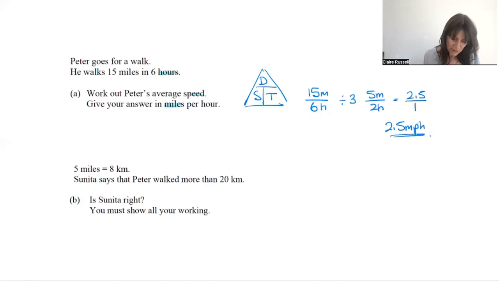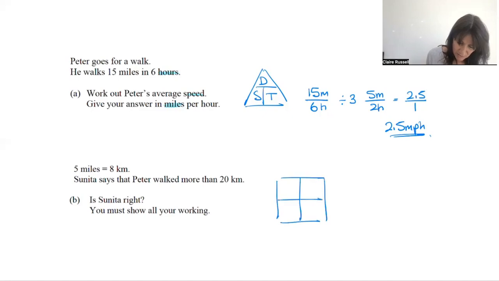We're then being asked to see if Sunita is right with her claim that Peter walked over 20 kilometers. So we use boxes and labels. So we've got our fact. 5 miles is 8 kilometers, fact. The other fact in the story is that he walked 15 miles. So that is going to go into our miles column. And then you can see that side needs to be times by 3. Do the same that side. 8 times 3 is 24.